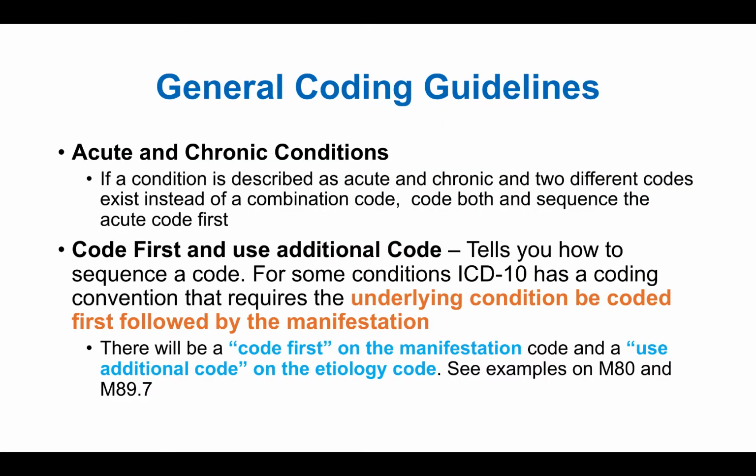Let's go over some general coding guidelines that you need to remember. Acute and chronic conditions. If a condition is described as acute and chronic and 2 different codes exist instead of a combination code, code both and sequence the acute code first. Make a note of that.